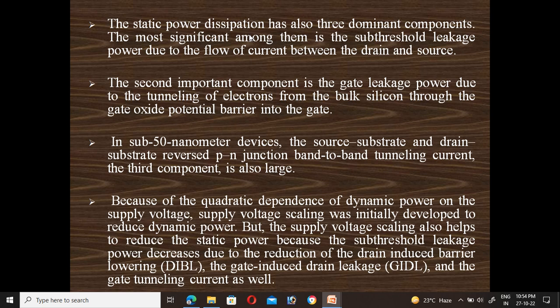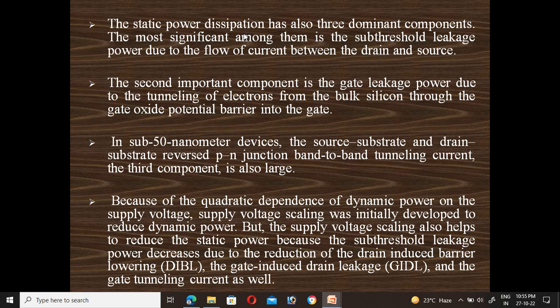As well as when we go for the 50 nanometer technology, that is nothing but deep micron technology, obviously what happens is that source to substrate and drain to substrate PN junctions are formed in reverse bias. Whenever a PN junction is in the reverse bias configuration, obviously you know guys, the PN junction diode produces some leakage current. That is nothing but reverse bias leakage current, or else we can also call it a band to band tunneling leakage current. That means it jumps from valence band to conduction band.